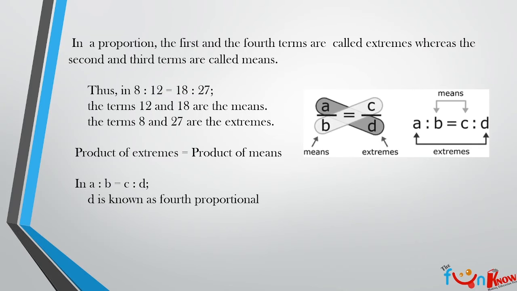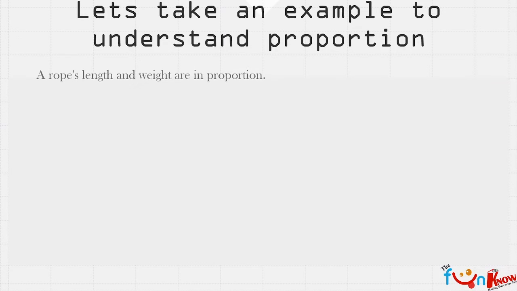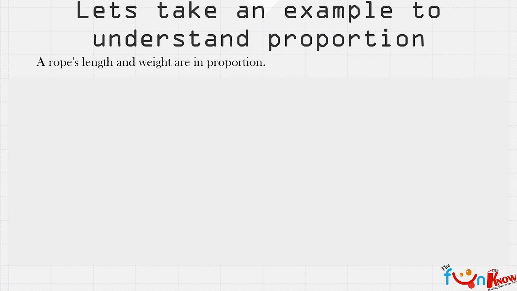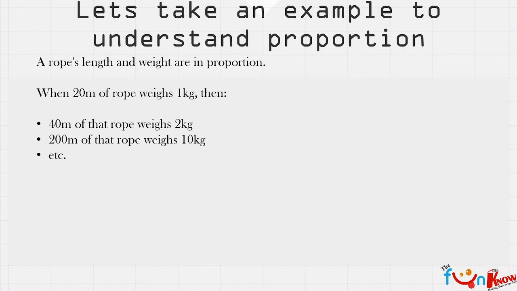So in A ratio B equals C ratio D, D is known as the fourth proportional. Let us understand, students. Let us take an example to understand proportion. A rope's length and weight are in proportion. When the length of the rope is 20 meters and the weight of the rope is 1 kg, then I can also write 40 meters of rope and weight 2 kg, 200 meters of rope and weight 10 kg, etc.